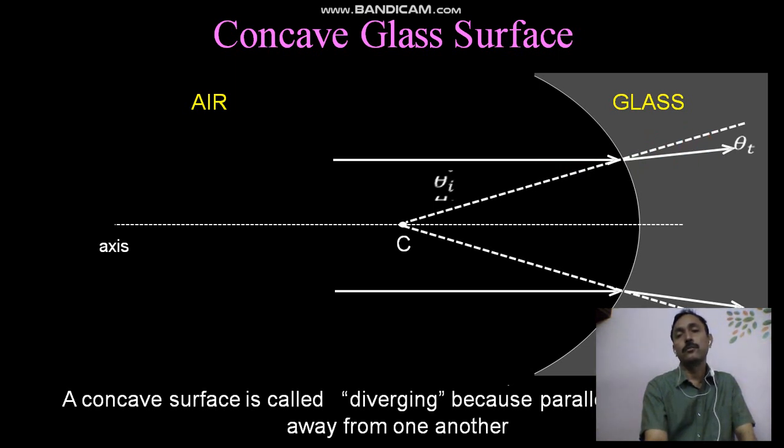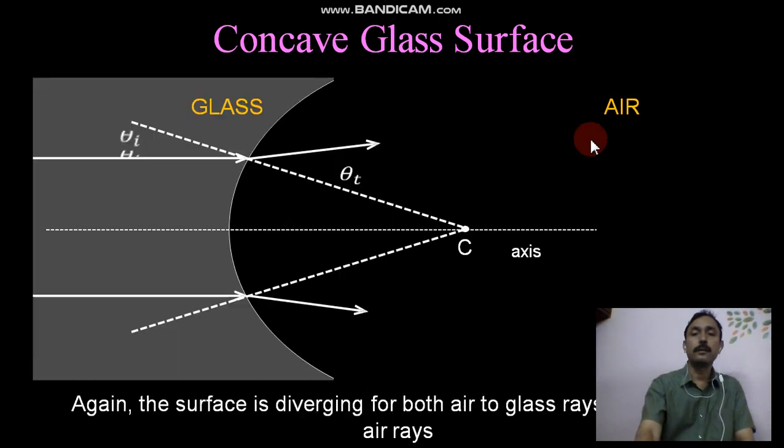Okay, so what happened? It is moving towards the normal. That means it is diverging. Here also it is towards the normal, that is, diverging. So a concave surface is called diverging because parallel rays diverge away from one another. In this case, light is coming from air to glass.